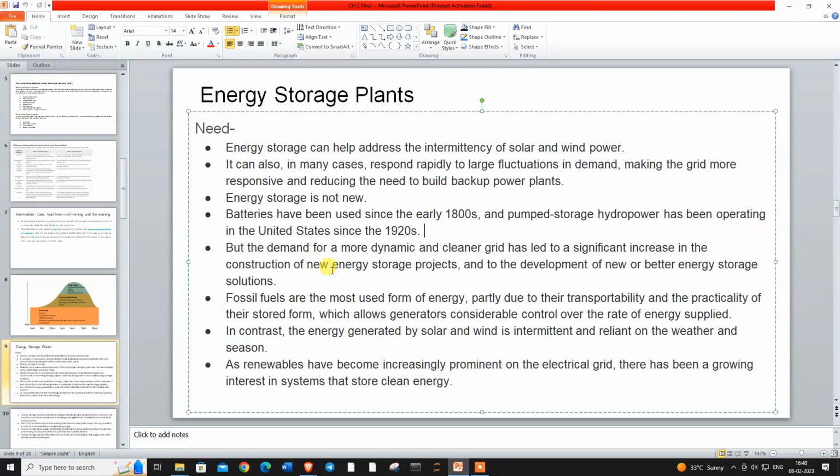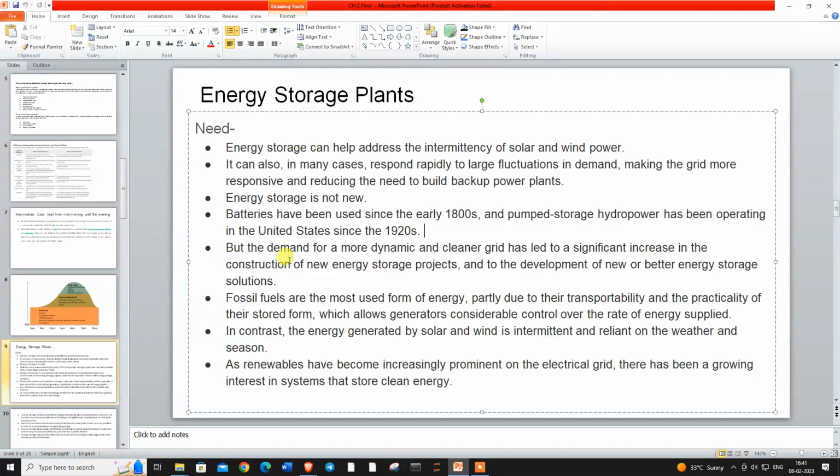Fossil fuels, as we know, are the most used form of energy right now, partly due to their transportability and the practicality of their stored form. They can be stored in an easier way than other energy producing materials. This advantage of fossil fuel allows generators to have considerable control over the rate of energy which is being supplied to the consumer.